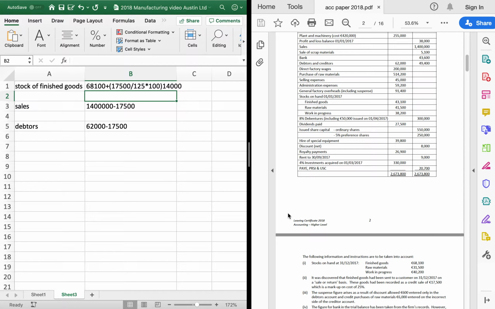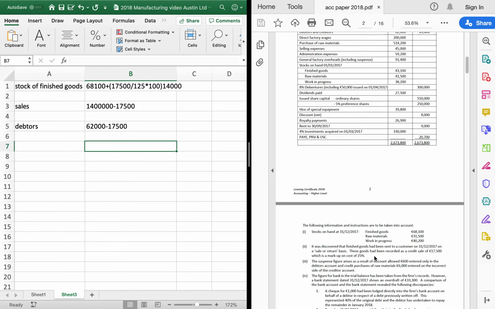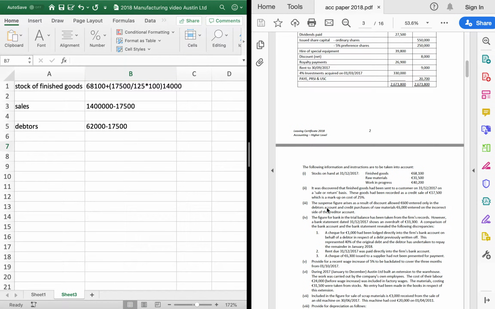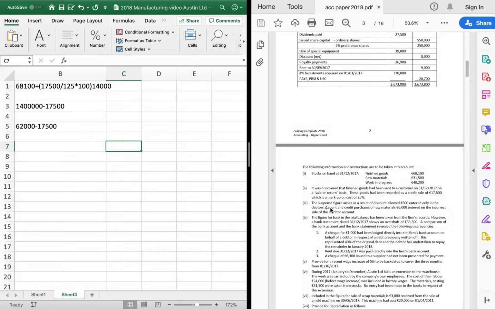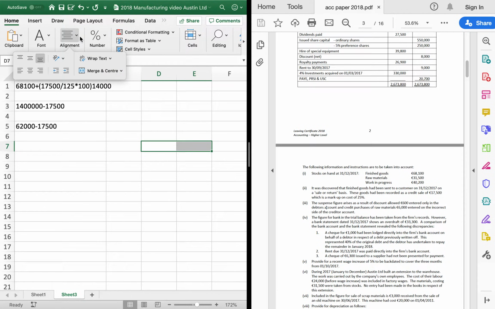As I said, I did this question about 2 minutes ago. So we're adding the 14,000 back on, and that's that one done. Okay, the suspense figure arises. This is a normal suspense working as a result of discount allowed entered only in the debtors account. So discount should go in debtors and discount. Again, I'm just going to show you this with T accounts, just to show you what it would look like, because that's how you've learned them with suspense accounts.